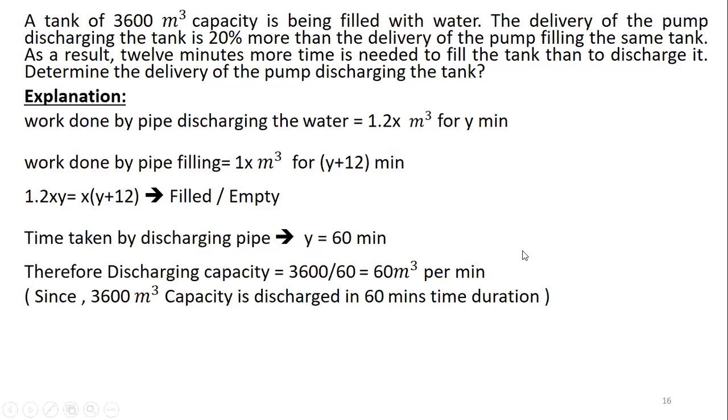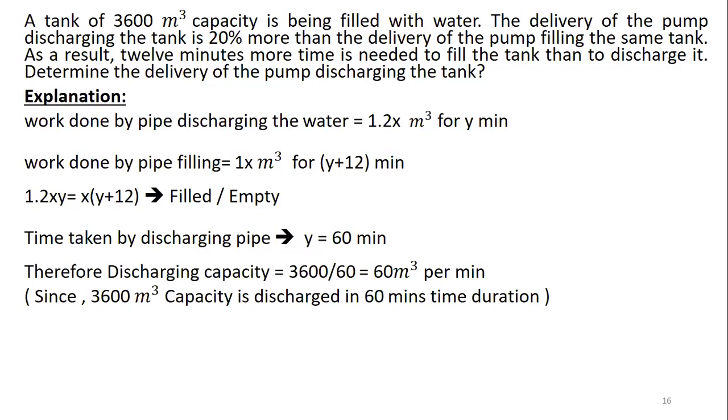Now the efficiency into time is the same, because say for example you are traveling from Chennai to Bangalore, the distance is speed into time taken. In the same way here, the efficiency into the time taken. So 1.2x into y is equal to x into (y plus 12). This is for emptying and that is for filling, so the efforts are the same. Now solving, you get y is equal to 60 minutes.